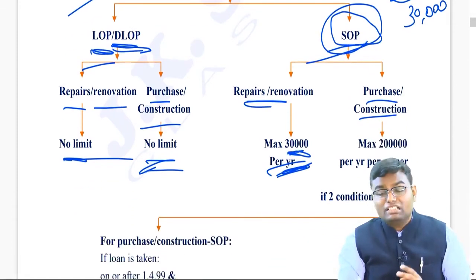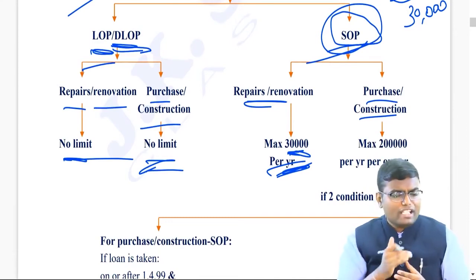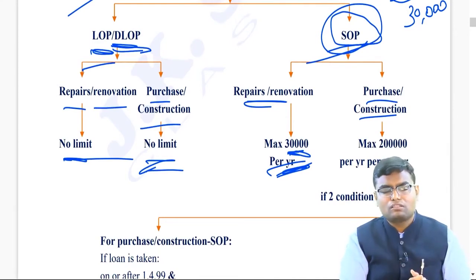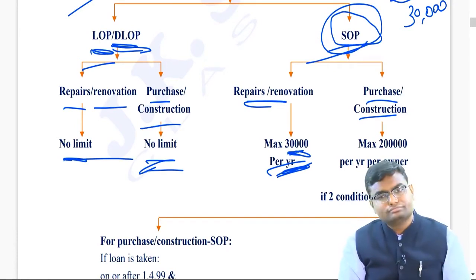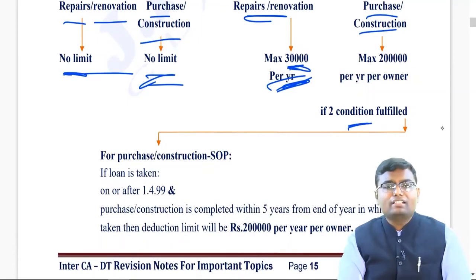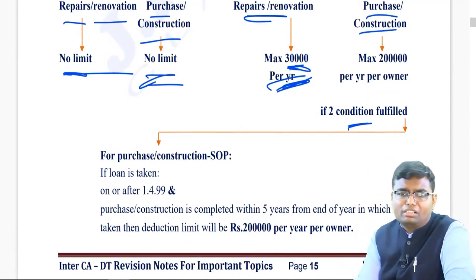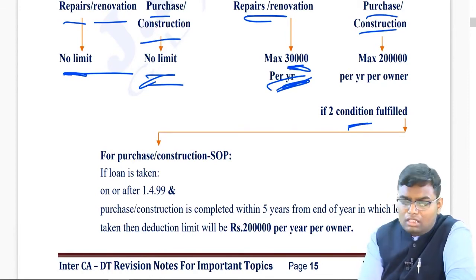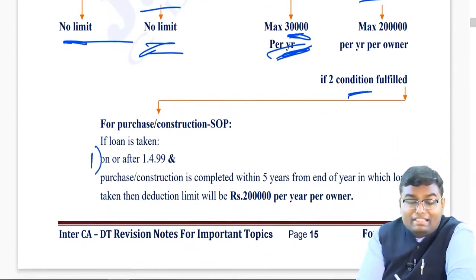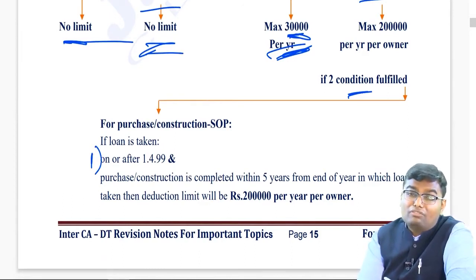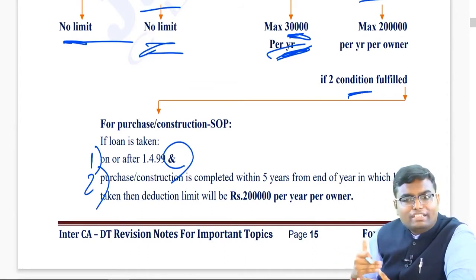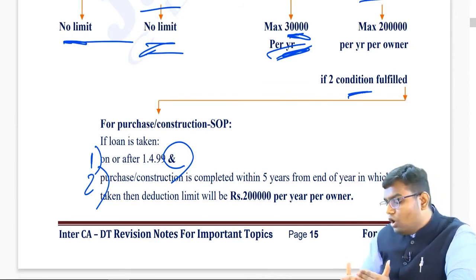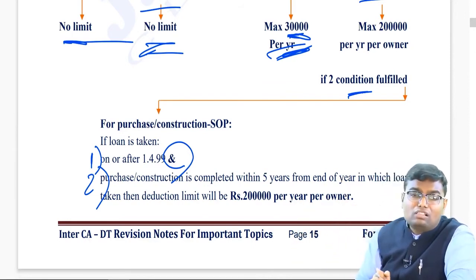Another thing, purchase or construction. If you have taken the loan to purchase a house, to construct a house, you will get deduction for rupees 2 lakh of interest per year, provided two conditions are satisfied. Number one, the loan is taken on or after 1st April 1999. And second one, in the year in which you took the loan, see whatever is the ending of that year, that is 31st March of that year, from that within 5 years, the purchase or construction should be completed.